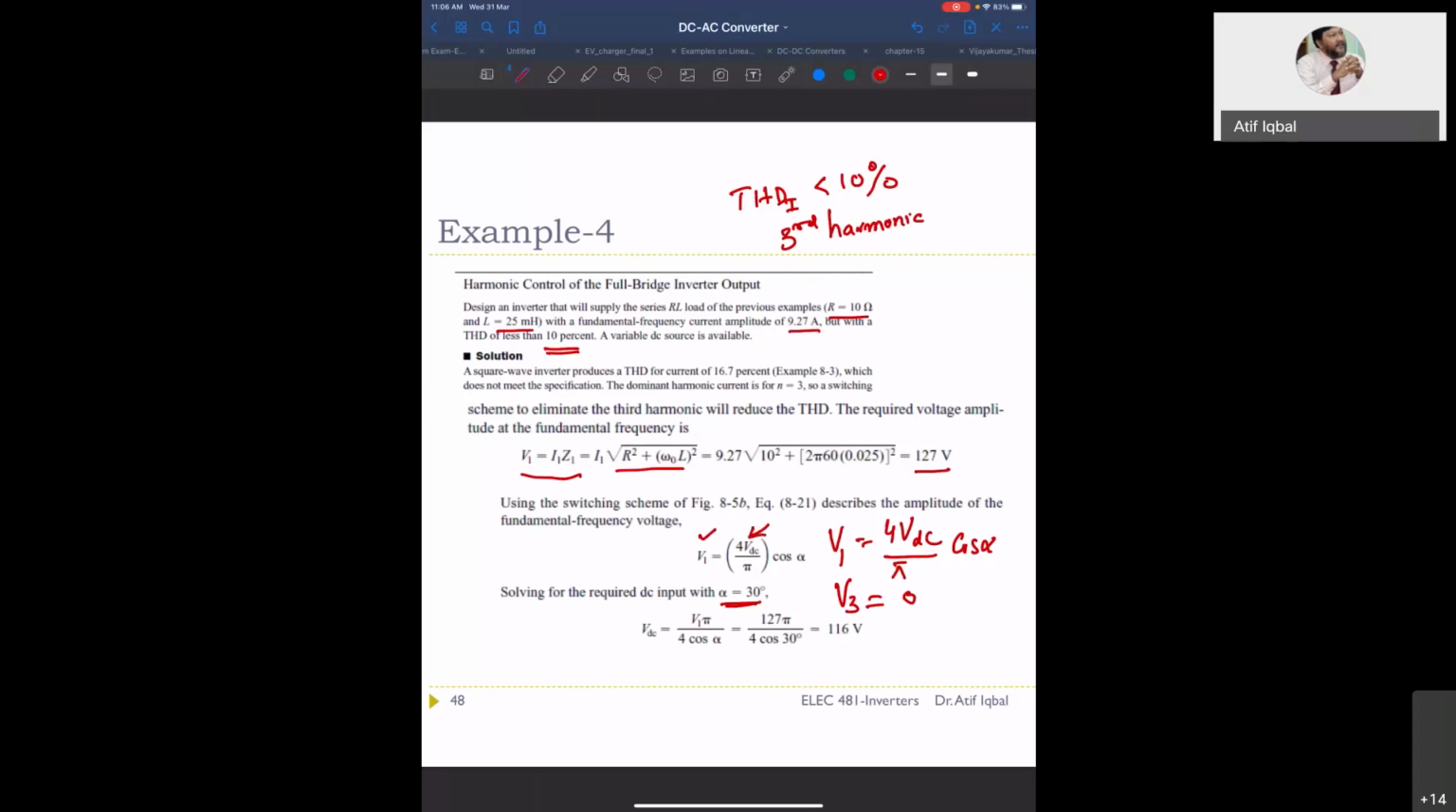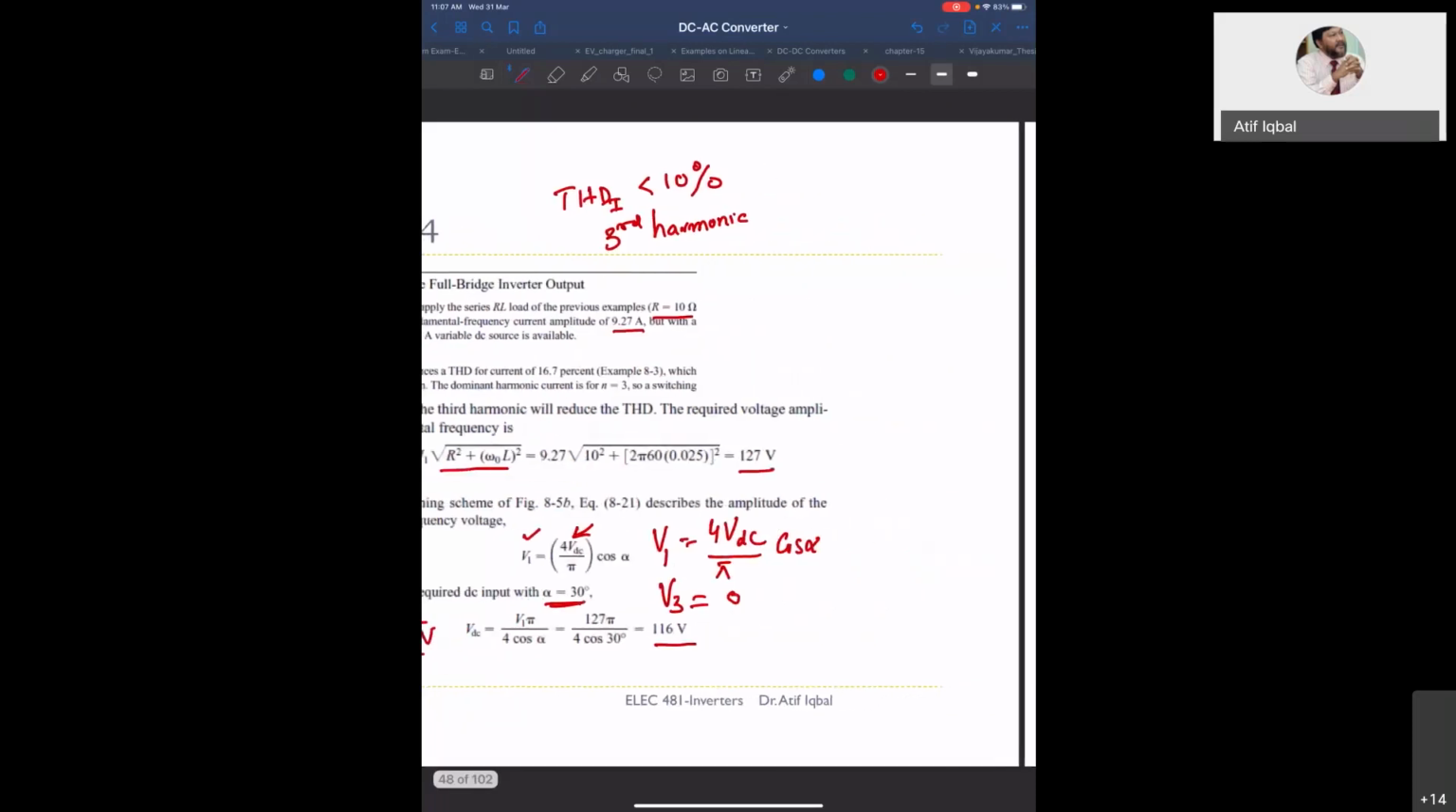So now with this fundamental peak, we know this fundamental formula, then we can calculate what should be the DC link voltage. So we see that the DC link voltage should be 116 volt. What is the DC link voltage? This is my inverter. So the input is VDC and the output is AC. This DC link voltage we calculated as 116, corresponding to 30 degree switching of the output voltage waveform, and the fundamental voltage of 127 volt peak. The DC link voltage should be equal to 116 volt.